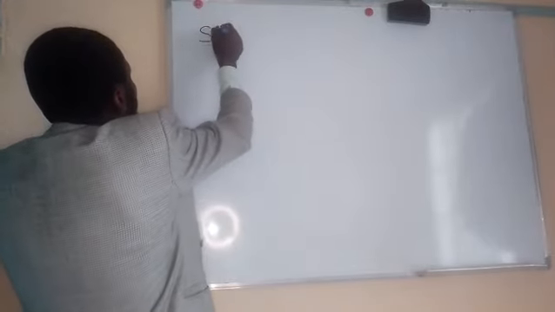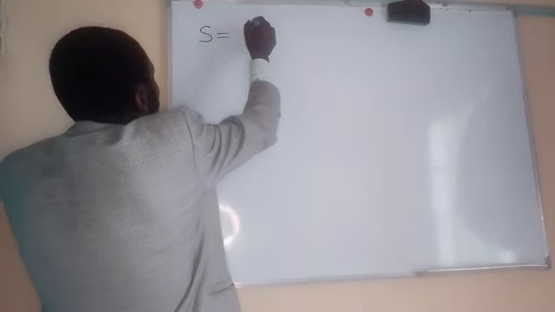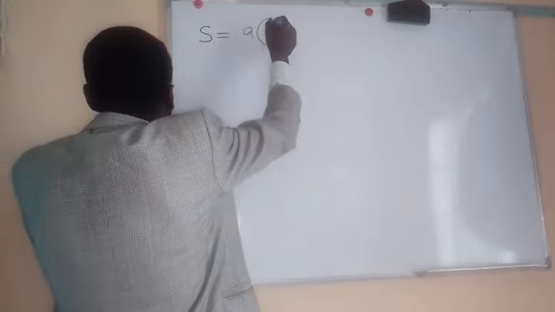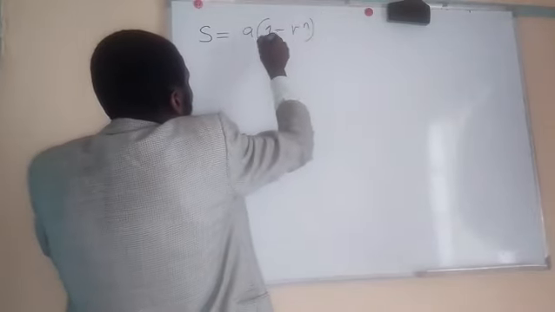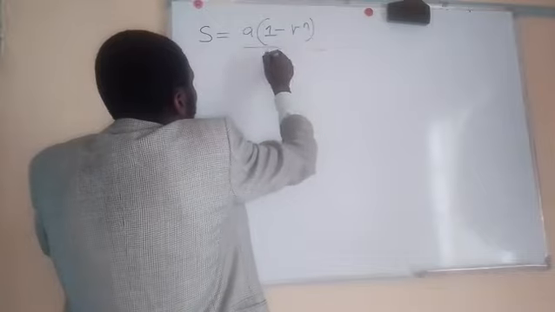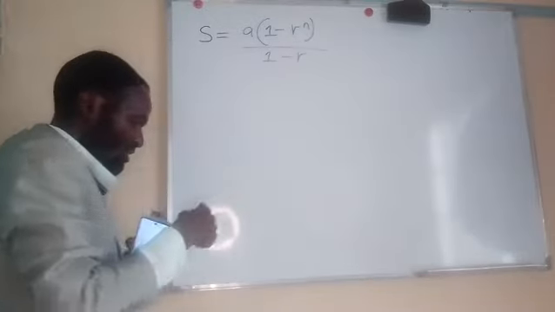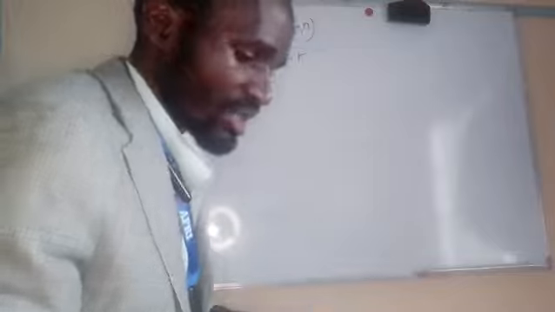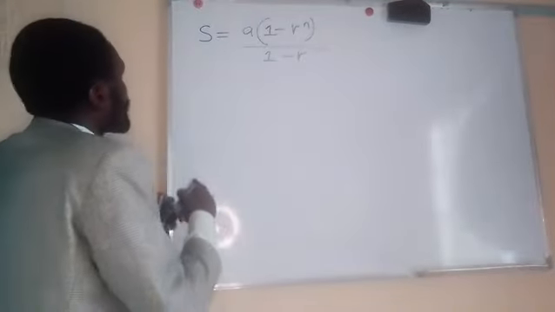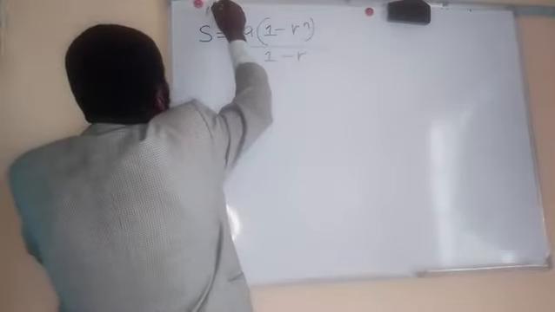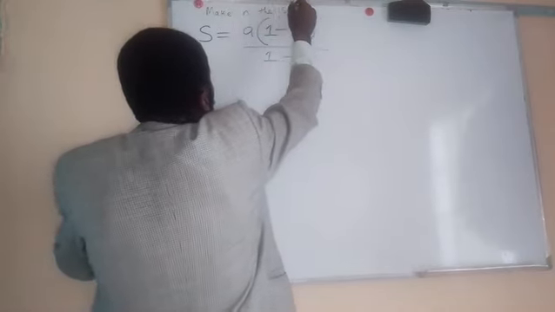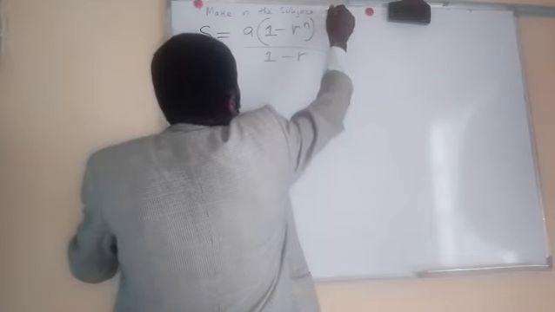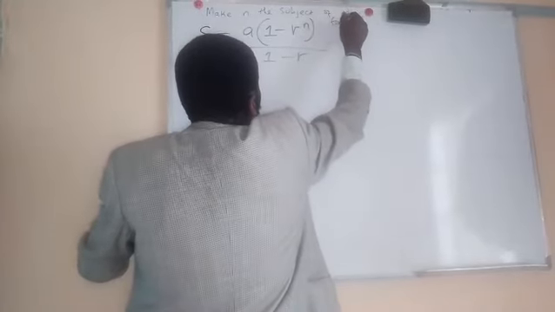So I've been told that S is equal to A into 1 minus R raised to N, close the bracket, then everything is divided by 1 minus R. So that is the question. And I've been told to make N the subject of the formula. So our question is make N the subject of the formula. We make N the subject of the formula.